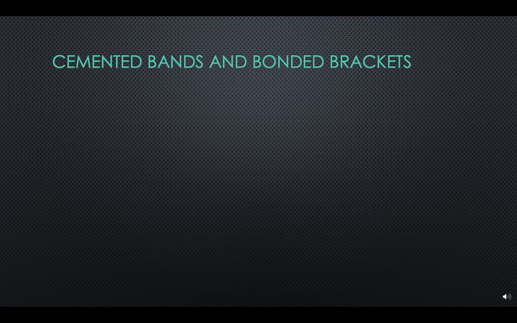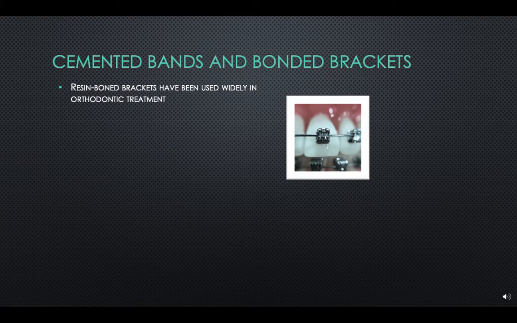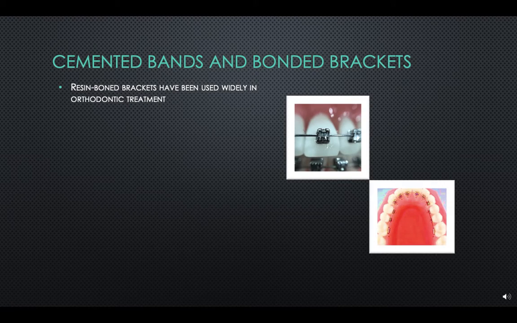Cemented bands and bonded brackets. Resin bonded brackets have been used widely in orthodontic treatment. They are usually placed on the facial surfaces of the teeth, but they can also be placed on the lingual surfaces. They aid in the application and control of applied forces necessary to accomplish tooth movement and bone remodeling for orthodontic therapy. There are two types of brackets, single bracket and twin bracket.